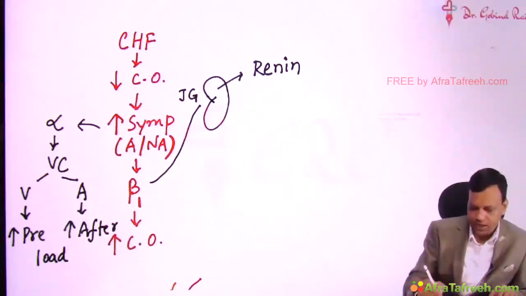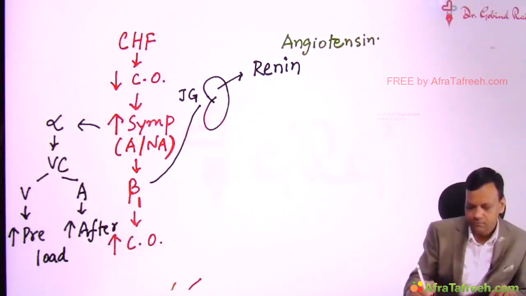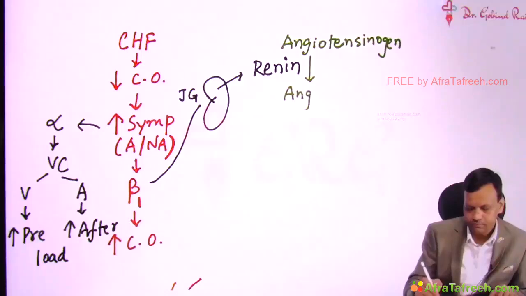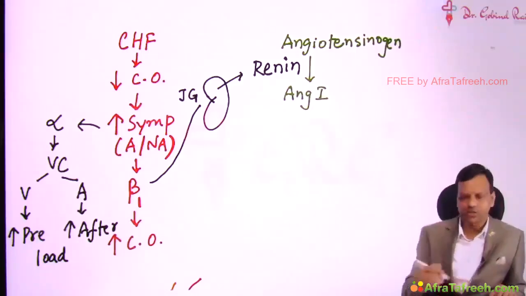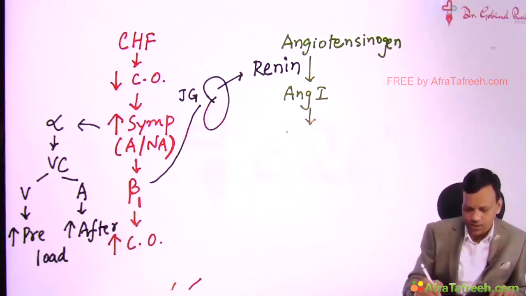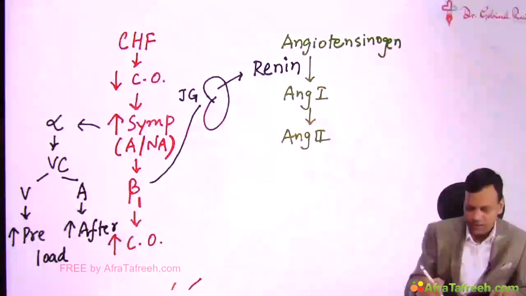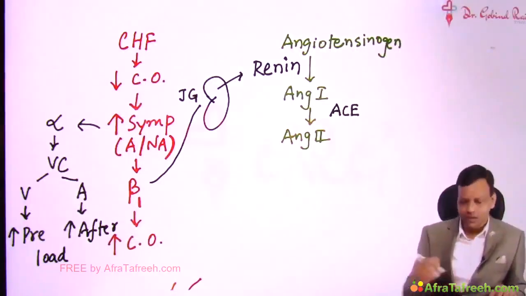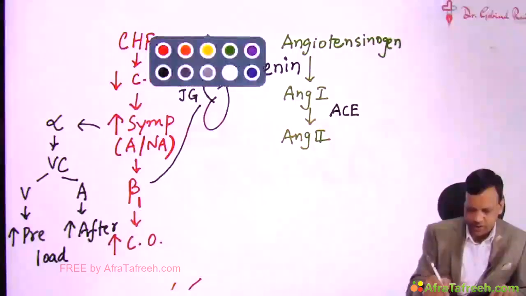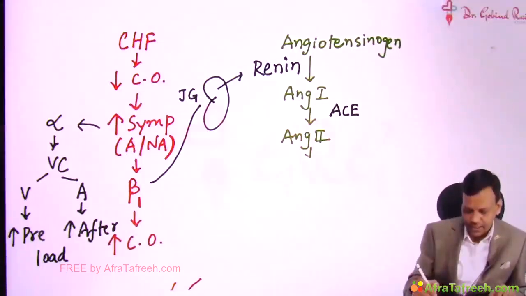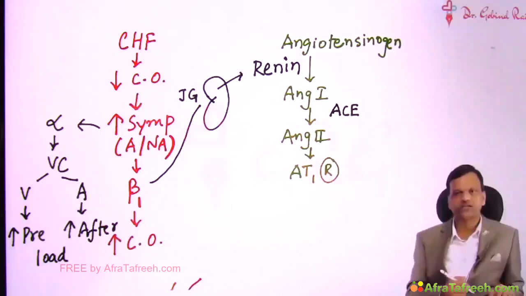It converts angiotensinogen to angiotensin I. Angiotensin I is converted to angiotensin II with the help of the enzyme angiotensin converting enzyme. Angiotensin II will work on its receptors. Mainly they are AT1 receptors. Angiotensin II stimulates AT1 receptors.